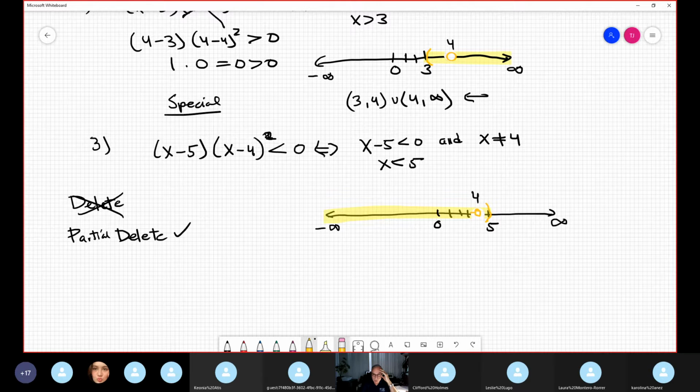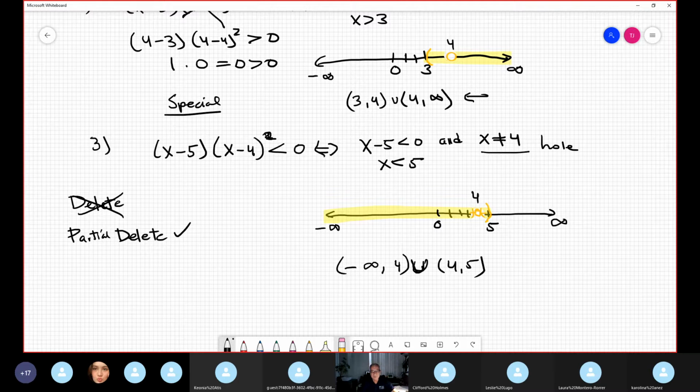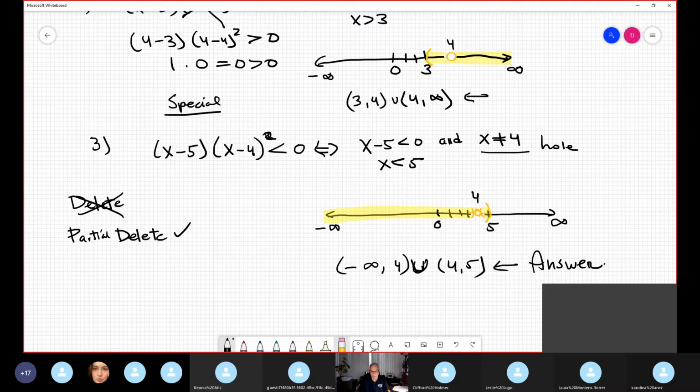So what is my solution? My solution is from negative infinity to 4, not including 4, because 4 is a hole, union, basically we have two pieces, union, 4, 5, end of the story. This is the answer. Do you understand this or no? Super. Okay, guys, this is easy.